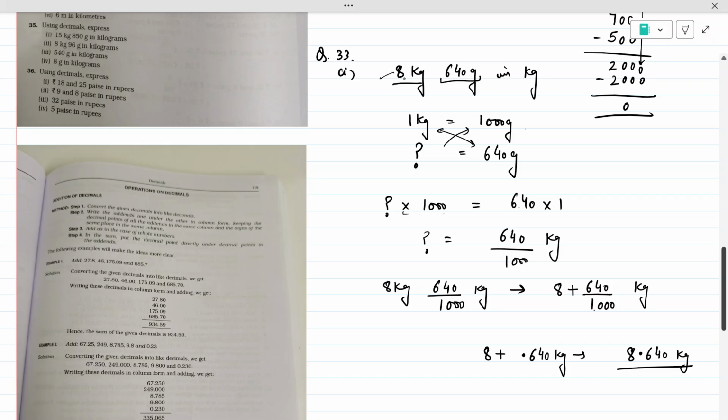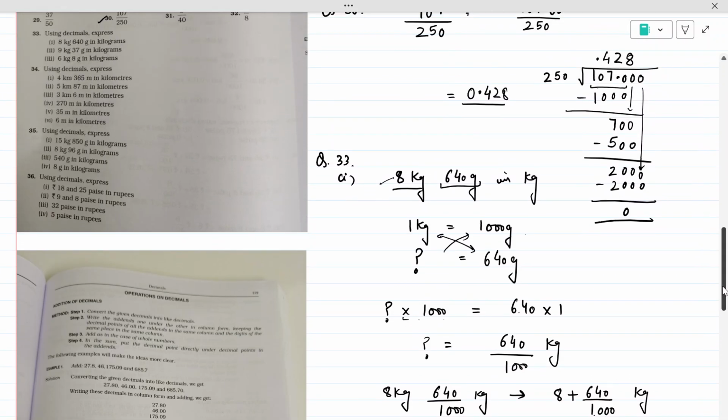So 8 is already given in kgs and we have to convert this 640 grams. For this we have used the method of cross multiplication and found out that the value of 640 grams is equal to 640 by 1000 kgs. Okay, and then we have expressed it in the form of a fraction first and then in the decimal form. So this is how we have to solve these questions, kids.